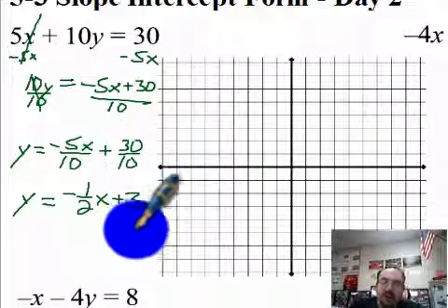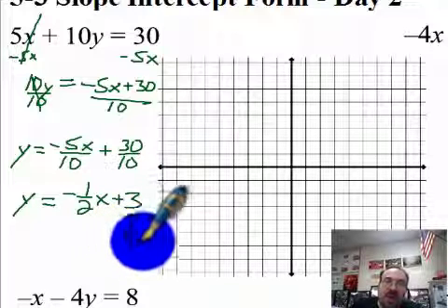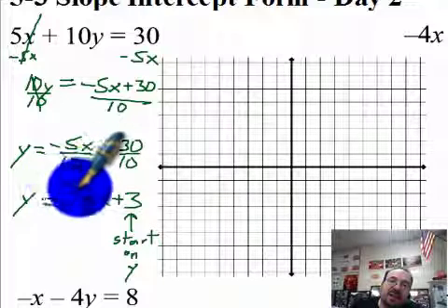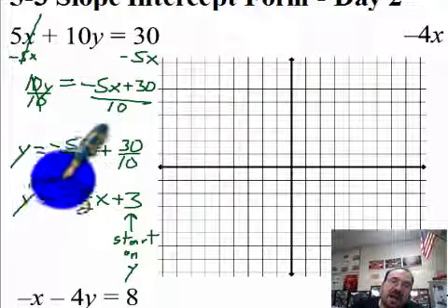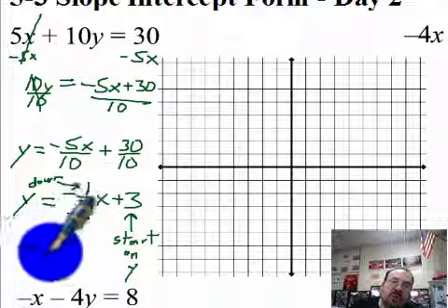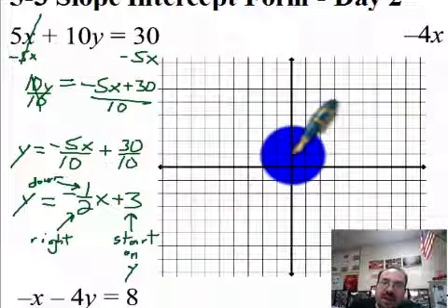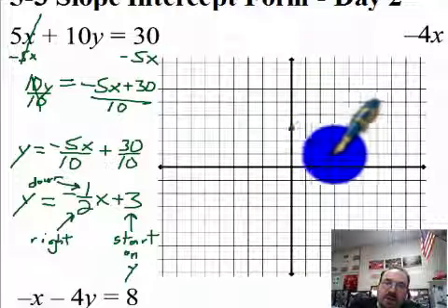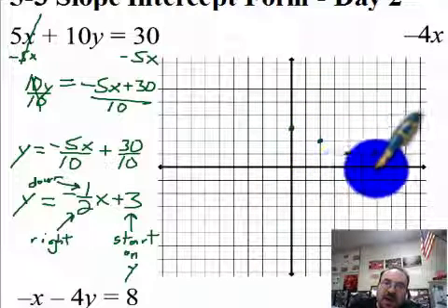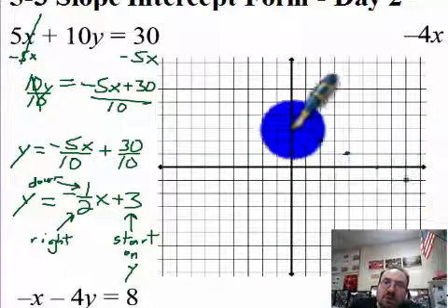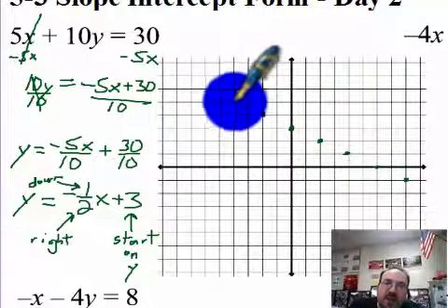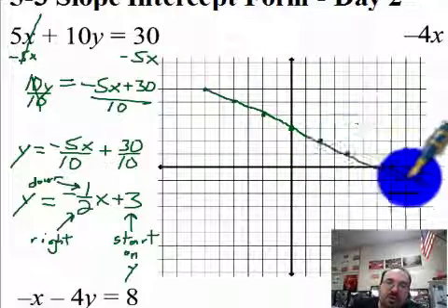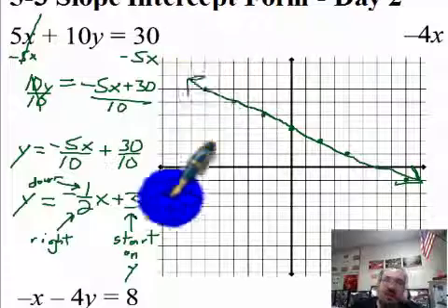So I will start here on y, and make sure you're starting on y. And because this is a negative 1, I will actually move down 1, but I will move right 2. So we start at 3 on y, and we move down 1, right 2, down 1, right 2, down 1, right 2, down 1, right 2, and then you can reverse it and go the other direction, but only after you've done several points to the right, just to make sure you get it correct. And there is your line.